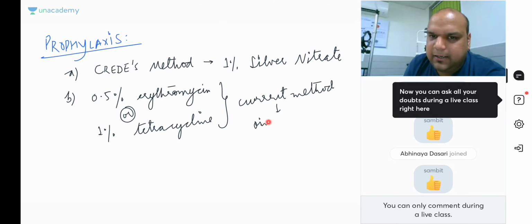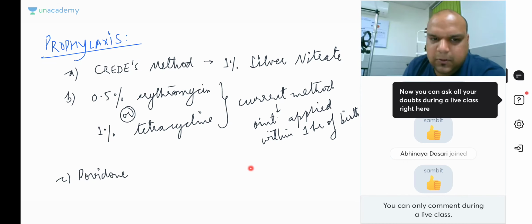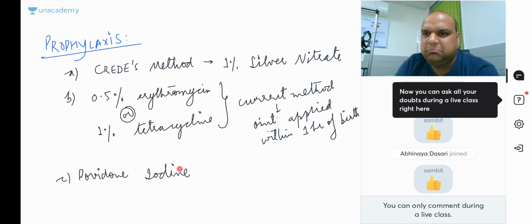The ointment is applied within 1 hour of birth. Am I clear, everybody? What can also be done is povidone iodine. So in modern setups, we don't use erythromycin or tetracycline; povidone iodine application is done to clean. But in rural setups, it is still advocated that we use erythromycin or tetracycline to prevent ophthalmia neonatorum from occurring. But please remember, Creed's method is no more done. Creed's method itself became the cause of the earliest onset, within 6 hours. Done, and that's all about ophthalmia neonatorum.